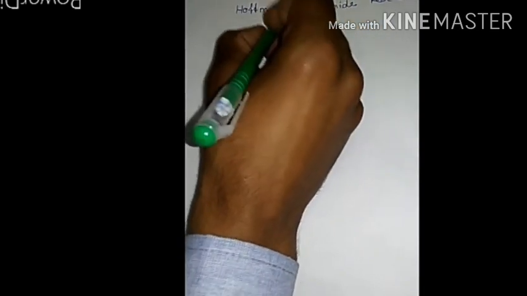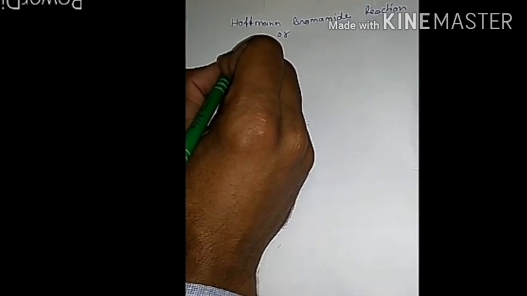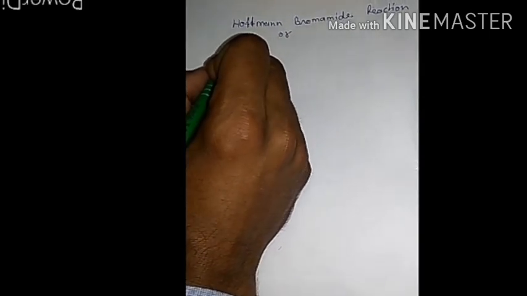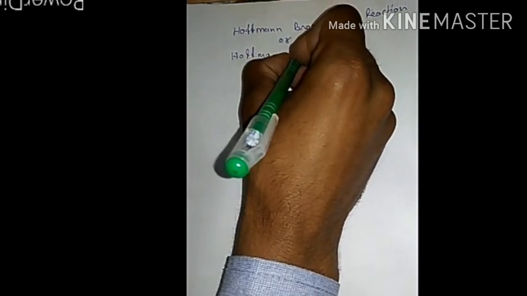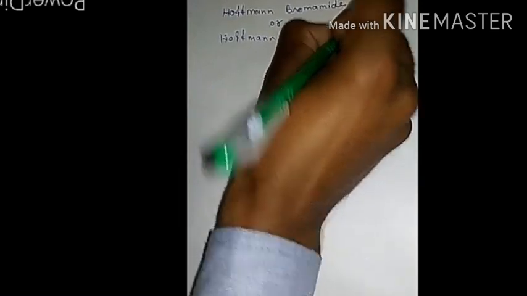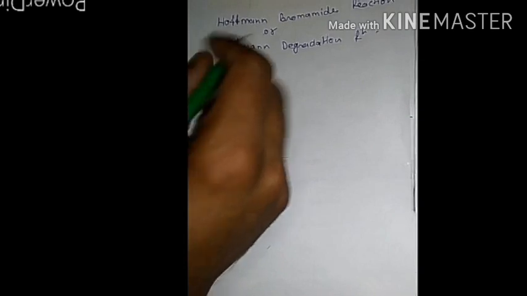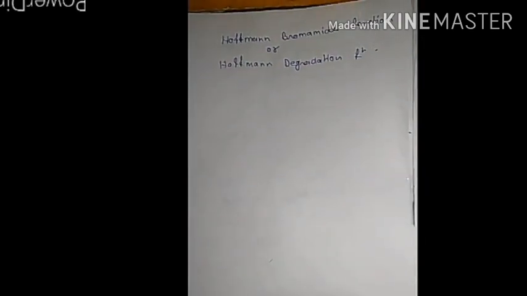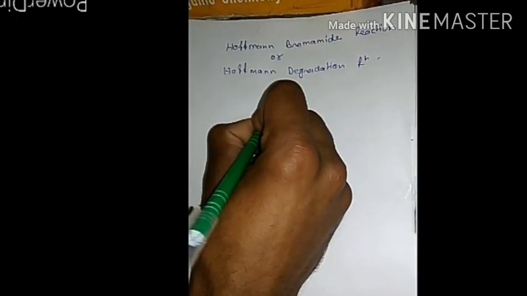Today we will discuss the Hofmann-bromamide reaction. This reaction is also known as the Hofmann degradation reaction. This reaction is widely used in the formation of primary alkyl or aryl amines.